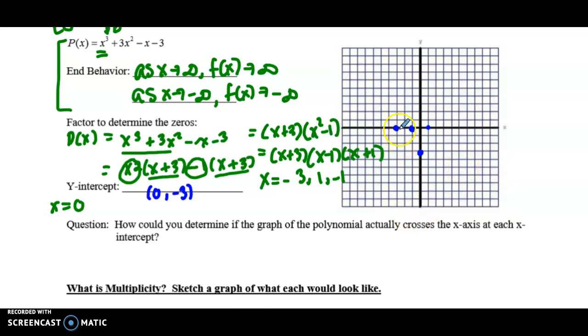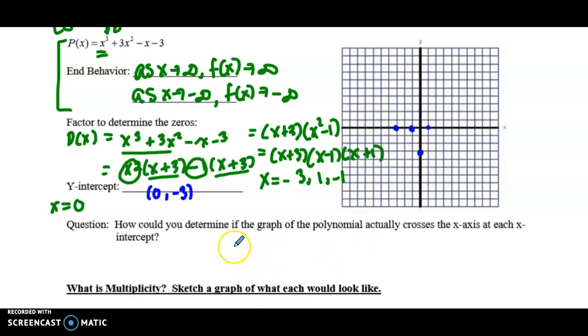Now, what you could do is plug in a value of x right here and see if it's above or below. Same thing here, you could plug in a value of x to see if it's above or below. But I'm going to talk about multiplicity next, okay?